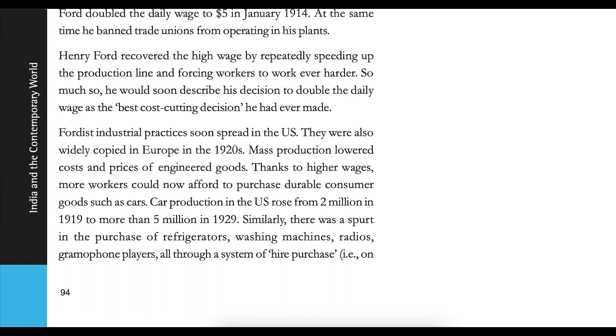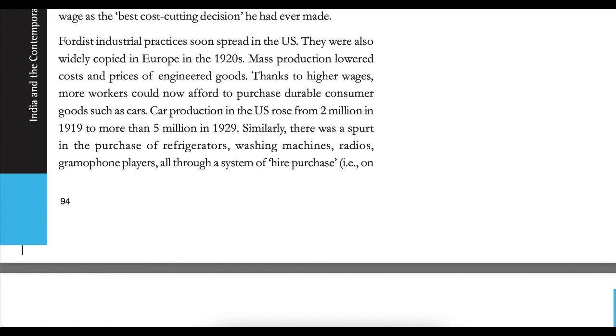Fordist industrial practices soon spread in the US. They were also widely copied in Europe in the 1920s. Mass production lowered the cost and prices of engineered goods. Thanks to higher wages, more workers could now afford to purchase durable consumer goods such as cars.